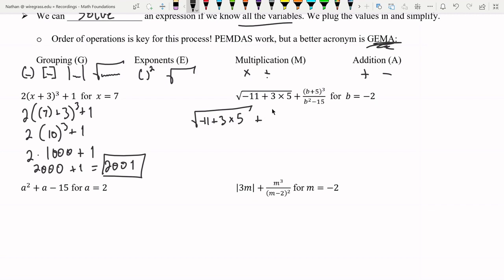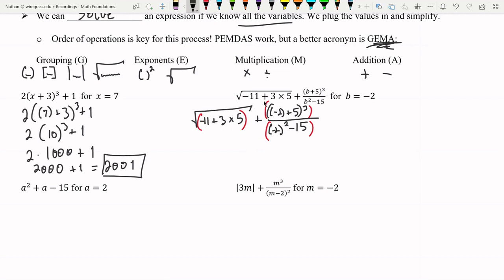B is -2. That whole thing is cubed. And there are lots of grouping symbols here. A fraction bar is a grouping symbol, so we need to do this stuff first. We need to do this stuff, and we need to do this stuff each individually, since those are all grouping symbols.